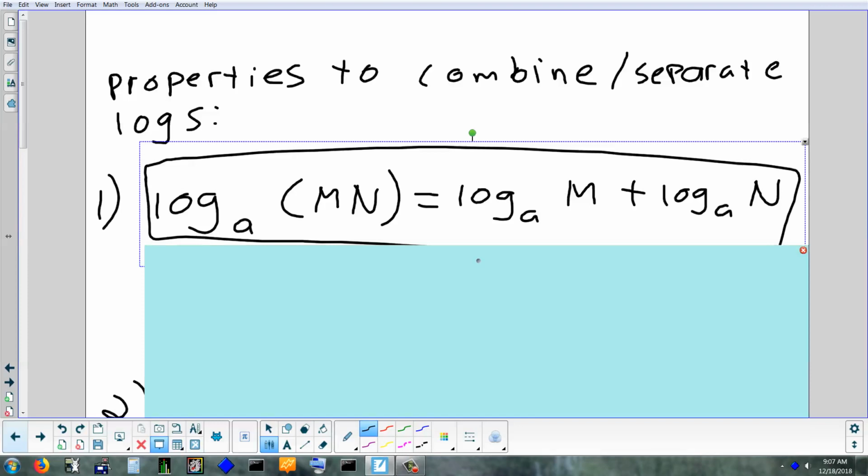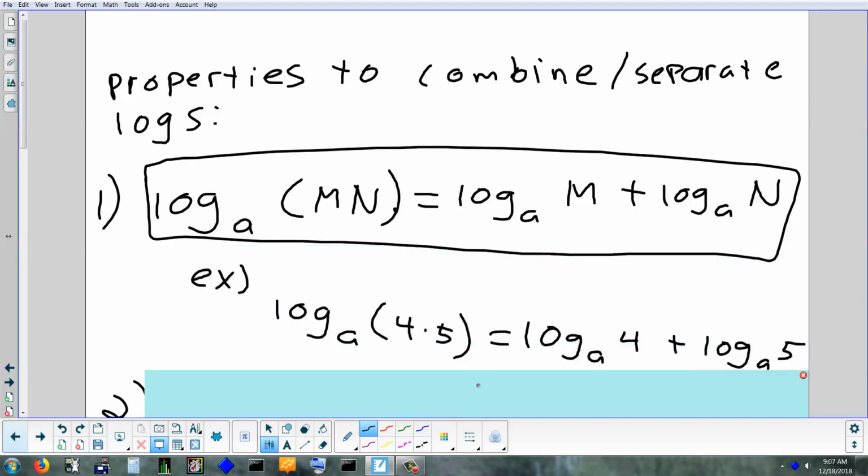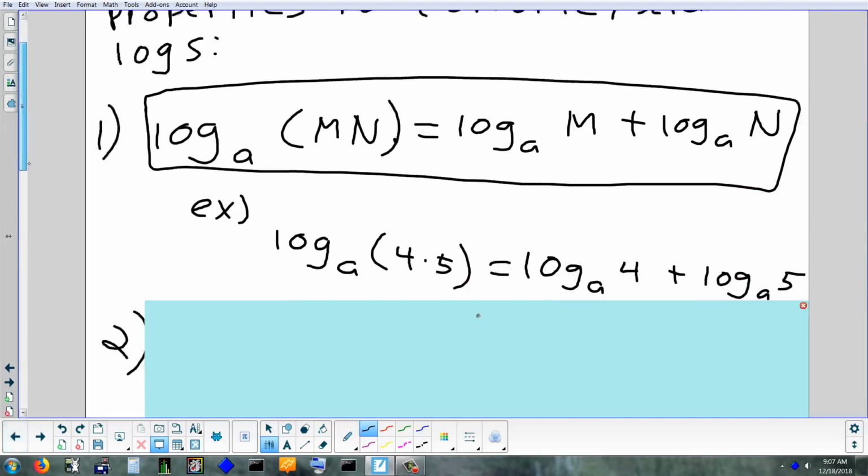I have 2 logs. The first argument is my first factor. The second argument is the second factor. And if you had a third one, you could do something like m times n times x, and then plus log base a of x. You can do as many as you have. I'm just doing it for 2. So there's an example with numbers. Log base a of 4 times 5 equals log base a of 4 plus log base a of 5. Okay, and I'll show you that one on the calculator.